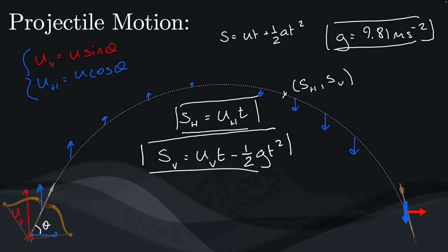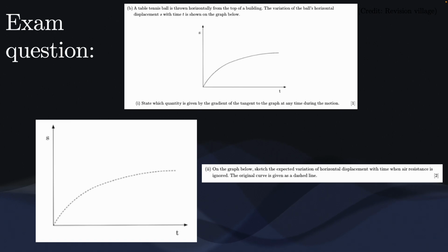And there you go. That is our two equations that describe both the horizontal displacement and the vertical displacement at any given point in time of this arrow's motion. Now, let's apply this to some problems.